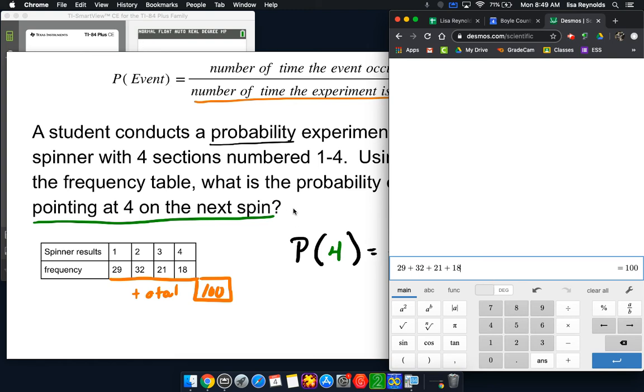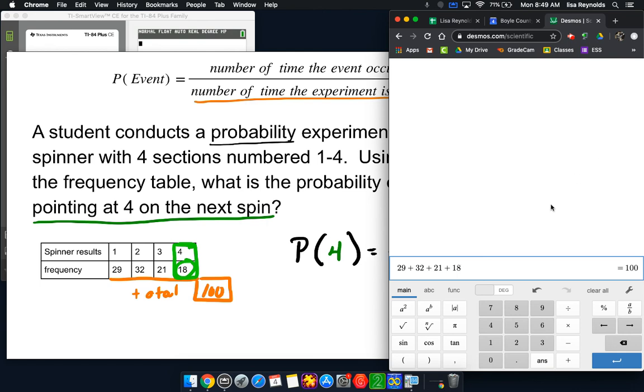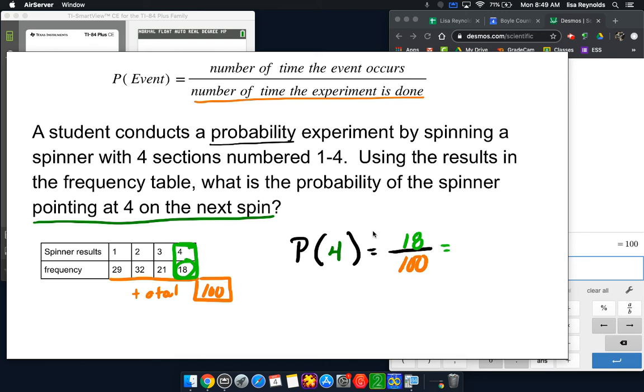And then we need to find our favorable. So we're looking for the 4, so we're going to use the 18. So we have 18 over 100. We either need to simplify this fraction or write it as a decimal or percent. So 18 over 100 is 0.18. It is 18%.